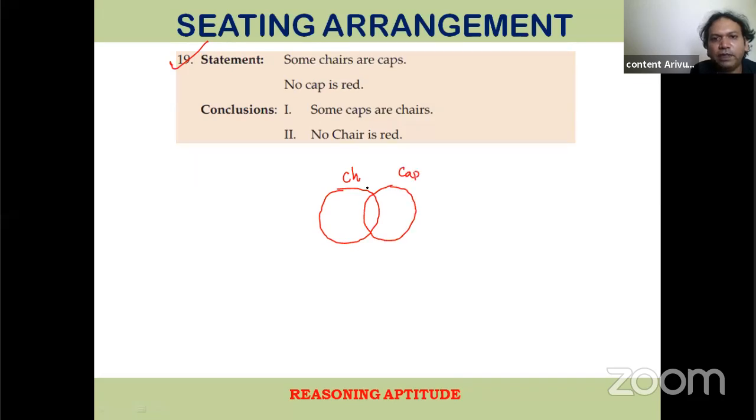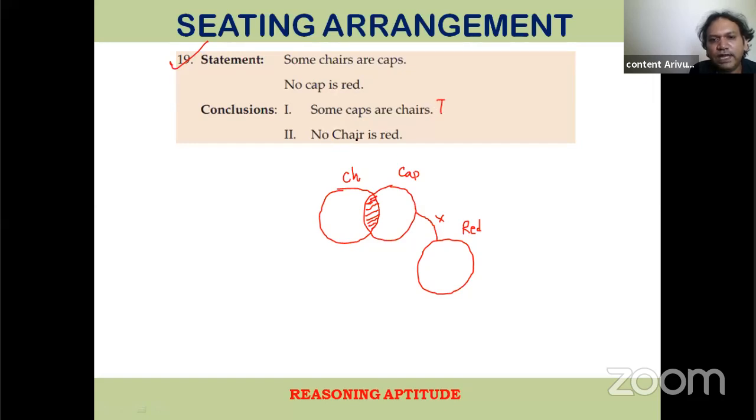And no cap is red. So red circle, we can make it here. No cap is red. So we make a negative link between cap and red. Some caps are chairs, as you can see very clearly here that cap circle and chair circle have some overlapping area. So some caps are chairs is true.